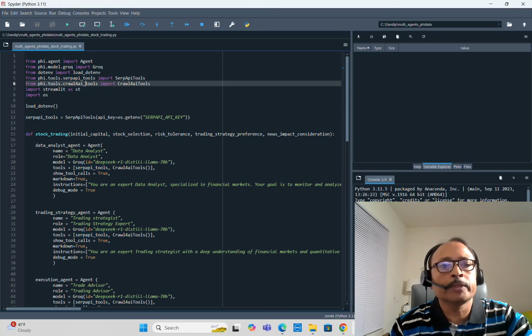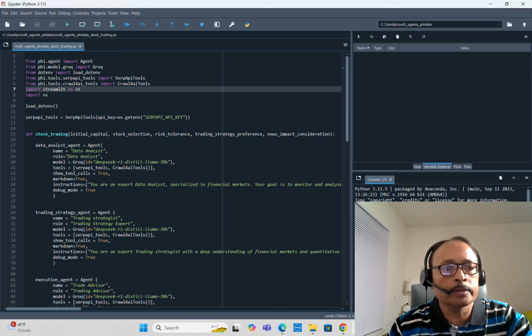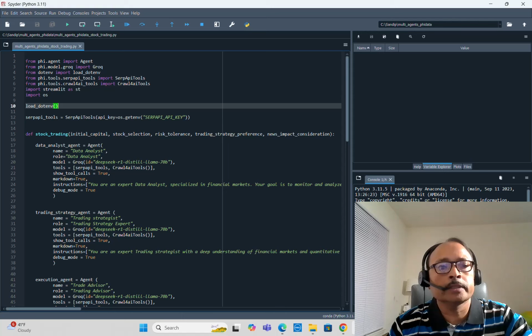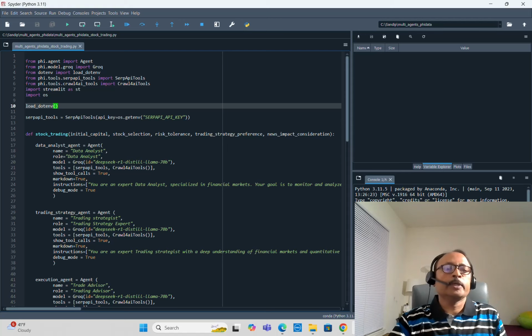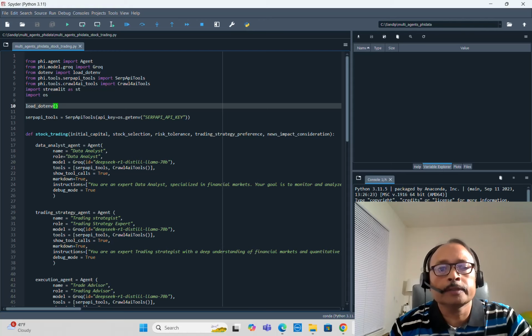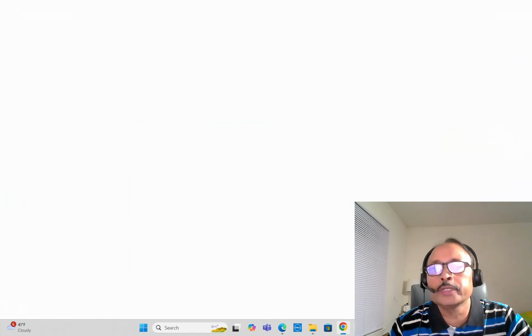Then phi.tools.serpapi, SerpApiTools, this is very important. SerpApiTools is for the Google search, and the second one is Crawl4AI, this one is for web crawling or web scraping. Then you have to import Streamlit, and then load_dotenv for loading all the environment variables. Then SerpApiTools equals SerpApiTools, and here you have to pass the SerpAPI key, which is required. You have to sign up on their website and then get the SerpAPI key.